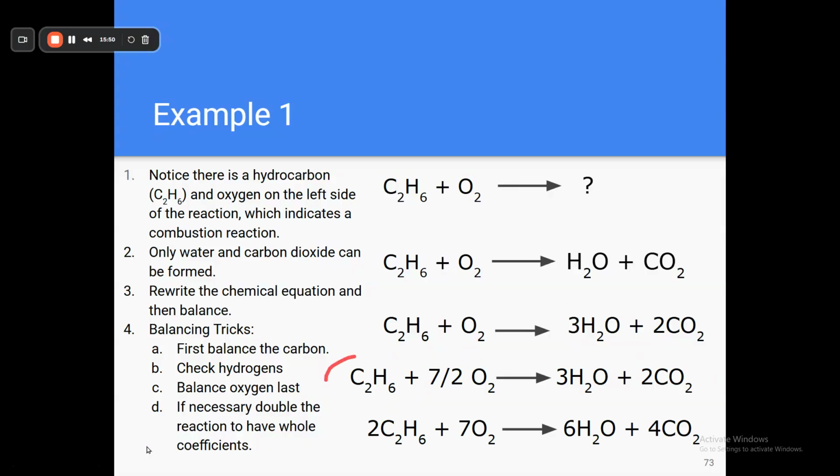So if you'll notice, if you take this whole equation and multiply it by 2, you're going to have 2 times 1 will be 2. The 7/2 times 2 will get rid of the denominator, and you'll have 7. And then 3 times 2 gives you the 6, and then 2 times 2 gives you the 4. This is what we want to see. A final reaction that has the lowest ratios of whole numbers. While the previous one with the fraction is balanced, it's just not what we want to finally communicate. So have your final answer be whole numbers and the lowest ratio.